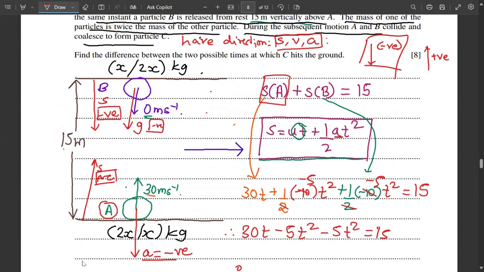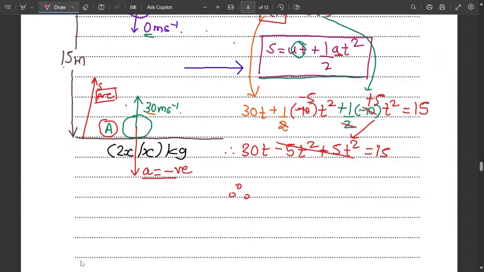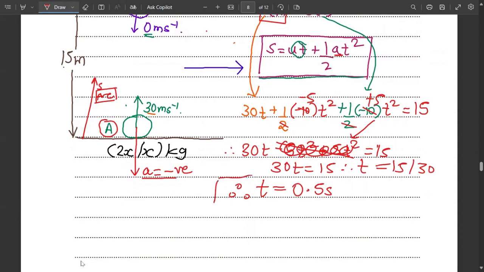So what we can do is take this as positive, because minus minus converts to positive. If the ball is moving downwards, its displacement will be negative, and gravity will be negative, so if both are negative, we can consider it as positive. So this will become 5t square plus. Therefore, this 5t square cancels out, and t will become 0.5 seconds. Why? Because if this cancels out, what remains is 30t equals 15. Therefore, t equals 15 upon 30. So t is 0.5 second.